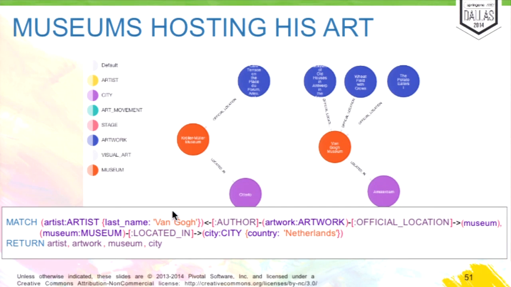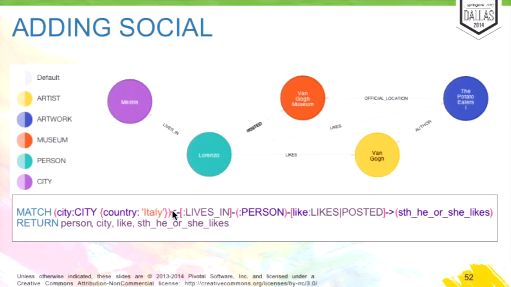And of course, I also added the museums which host his artworks. This is the case study, the live demo that we want to show you right now. And then I also added some socials. So for example, I said that Lorenzo likes Van Gogh and also likes the Potato Eaters painting, and also posted something about the Van Gogh Museum, which is in Holland. Then I say Lorenzo lives in Venice.